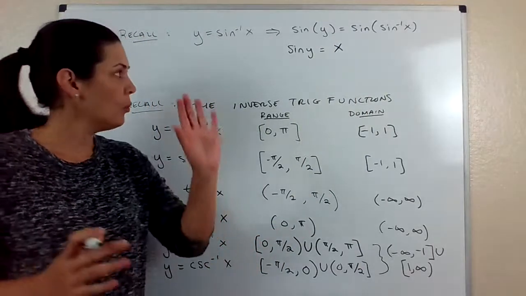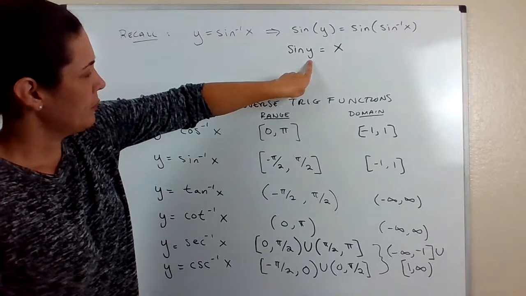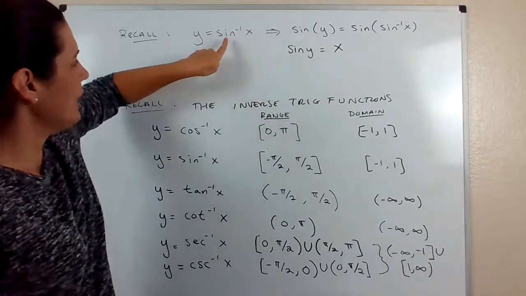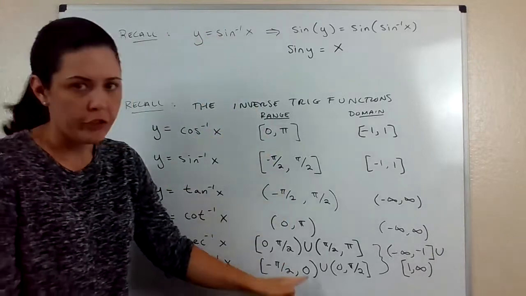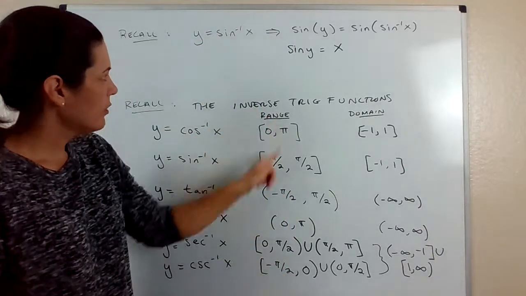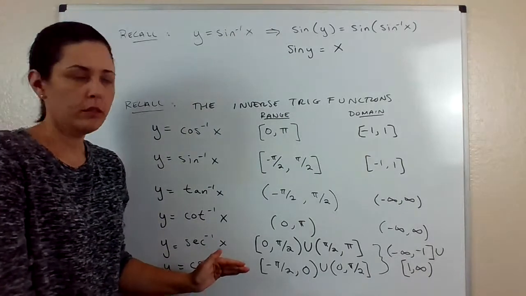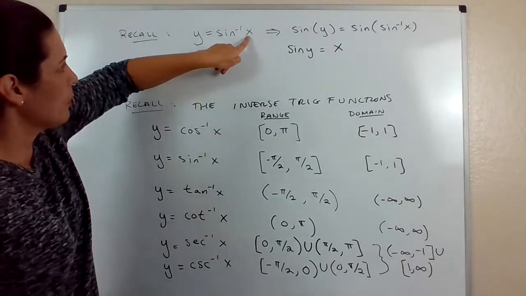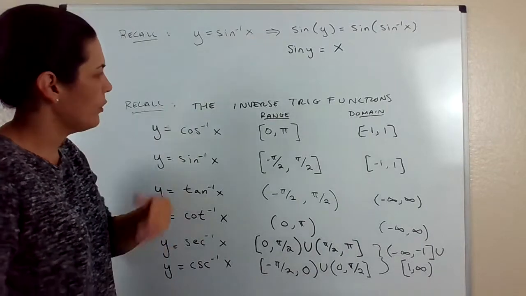So what this is saying is, sine of what angle gives me x? So back here, the answer is the angle. And that's the range values here that we talked about. So your answer for all your inverse trig functions is the angle that gives you whatever output is here.